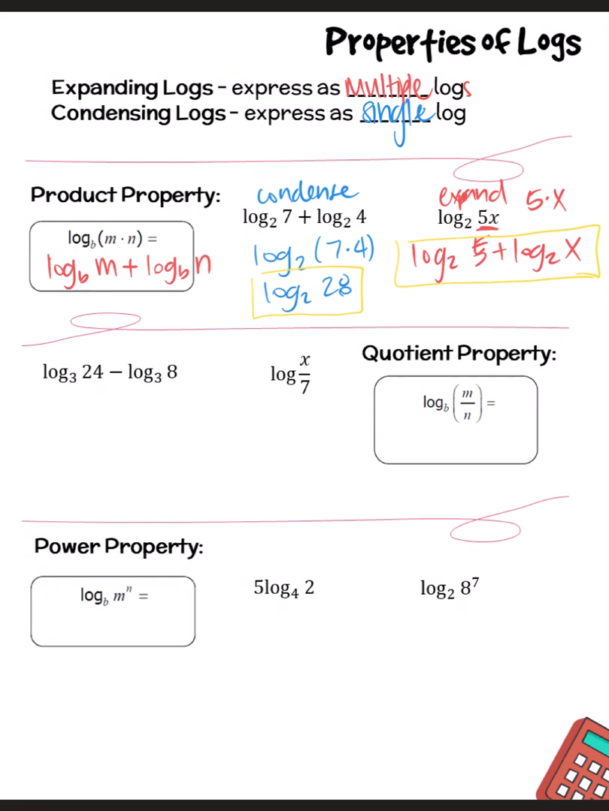So then our quotient rule, on the other hand, I'll write this one in green. If we've got log base b of m over n, and remember m and n are just some variable or some number, we can take our quotient and put it into log base b of m minus log base b of n. So our product is addition, our division is subtraction. Then I can also go back from subtracting into the division. So we've got log base 3 of 24 minus log base 3 of 8. Since we have two, we want to condense that into one single log. They are the same base, so I can do that. So log base 3 of 24 divided by 8, and we can simplify that, so log base 3 of 3.